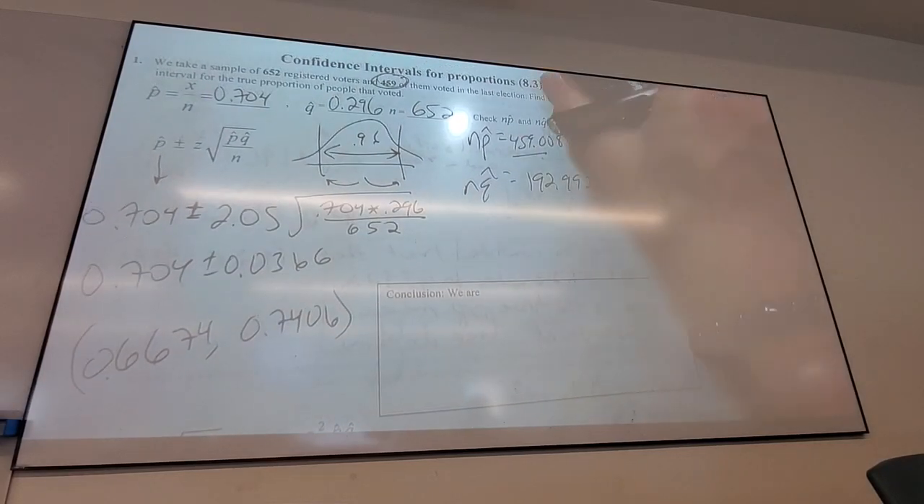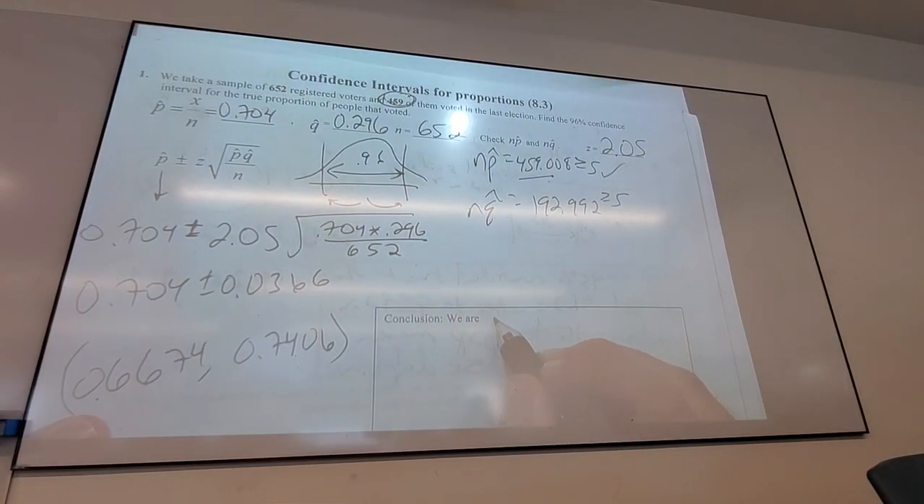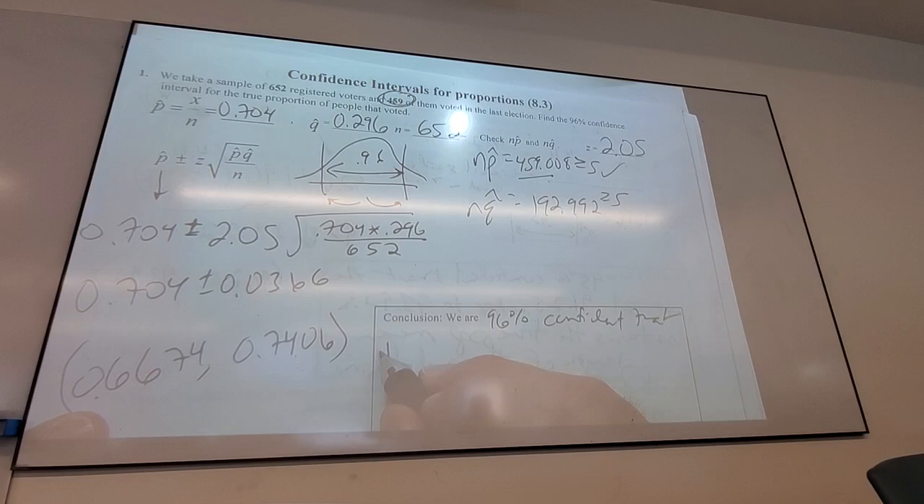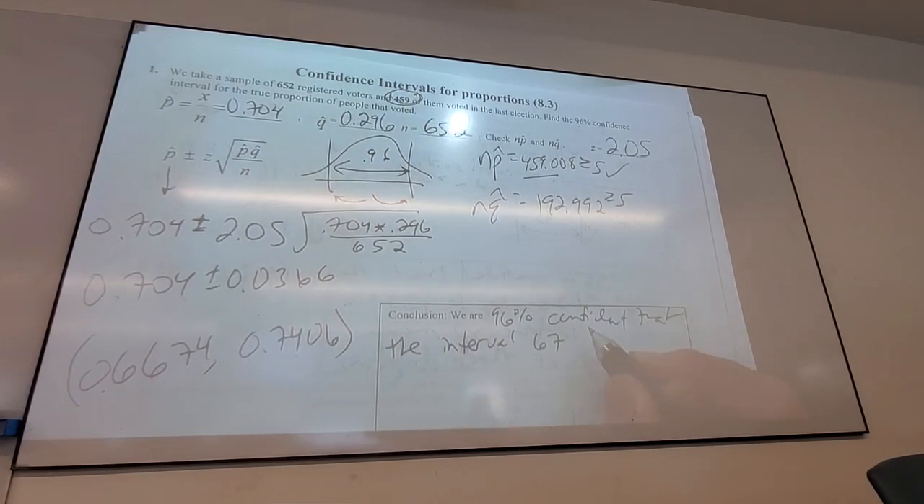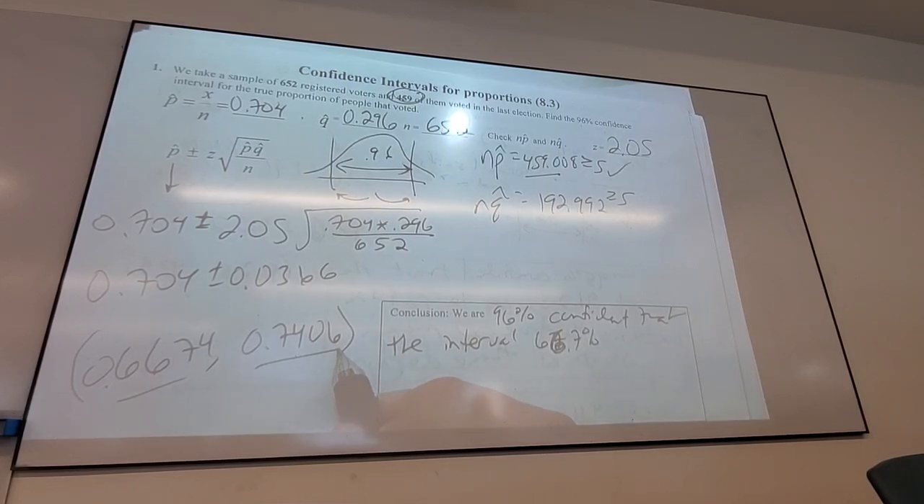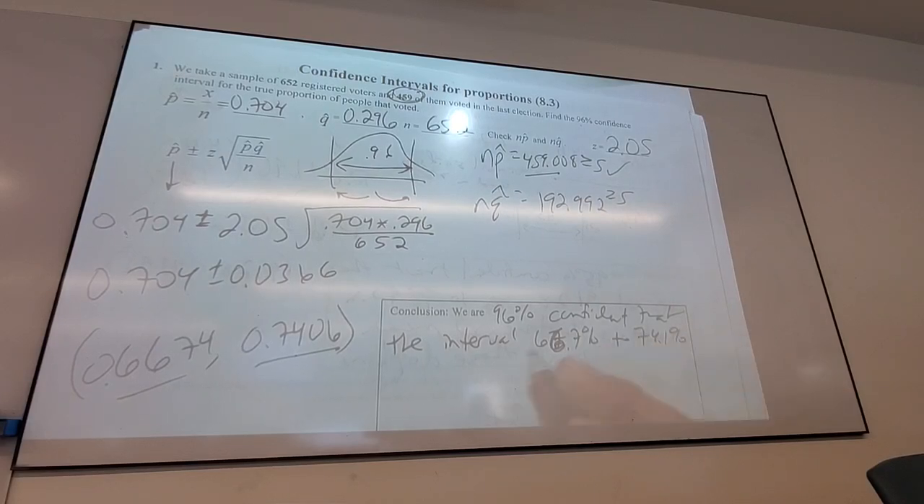Let me catch up to you. We are 96% confident that the interval, 67 registered voters. No. We'll say 66.7%. These are percentages, right? But when you round, to 74.1%.